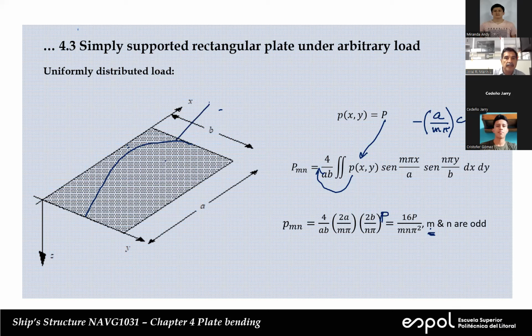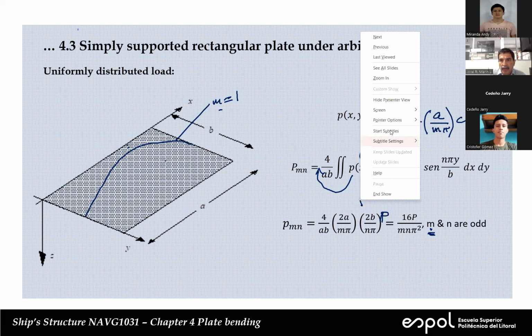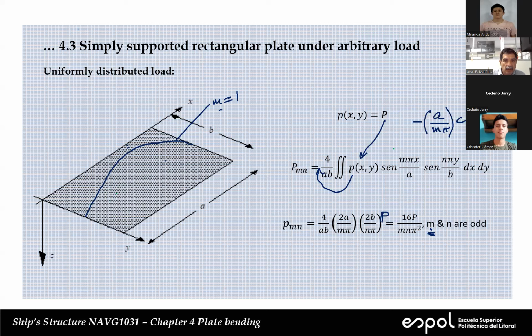There. So this is m equal to 1. Now, the next term that we need to add is m equal to 3. When m is equal to 3, this will complete 3 half cycles between 0 and a. Let me change color. Let's use green. So we have more or less like this: 1 half cycle, 2, and 3 half cycles.